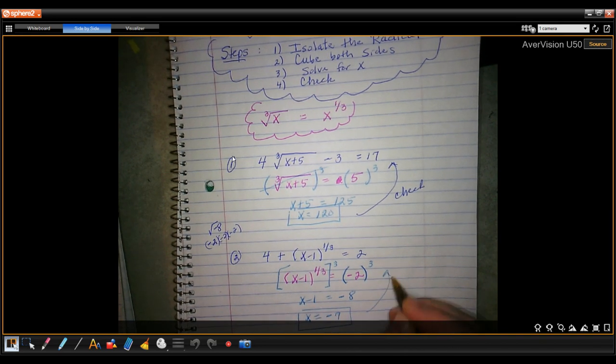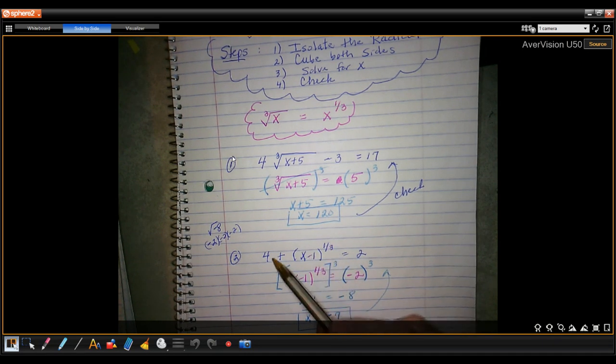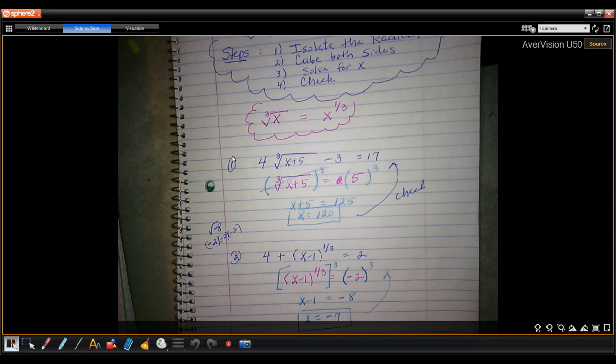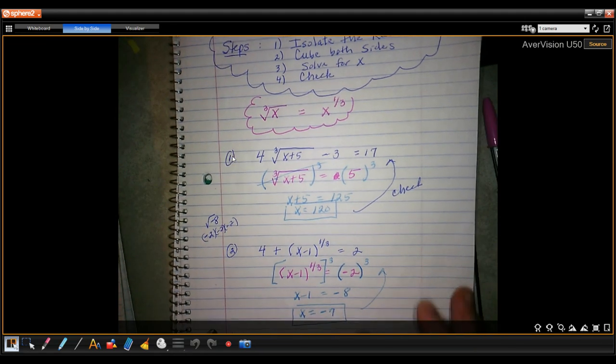If you plug it back in, this will give you negative 8. The cube root of negative 8 is negative 2. 4 minus 2 is 2. So it works. Awesome.